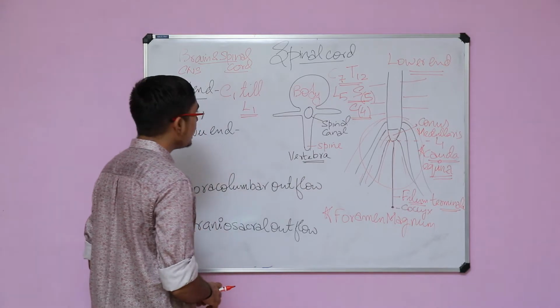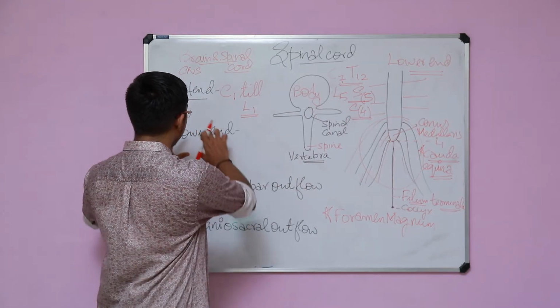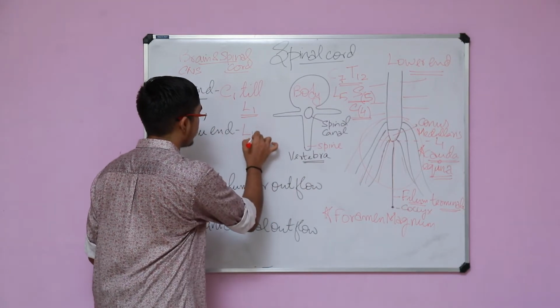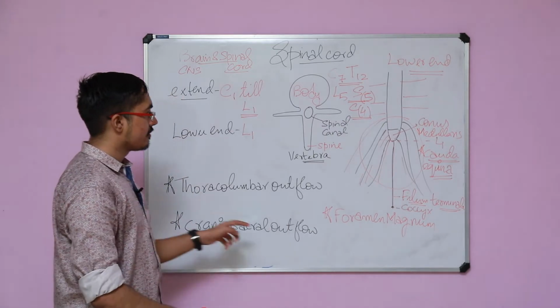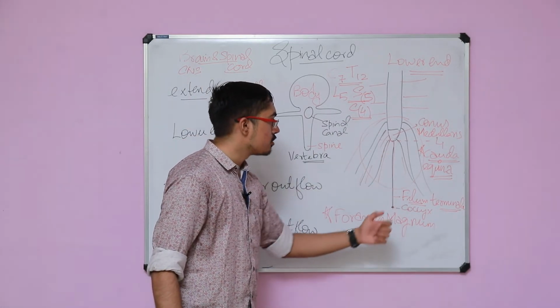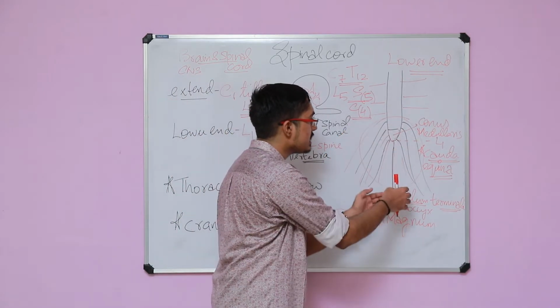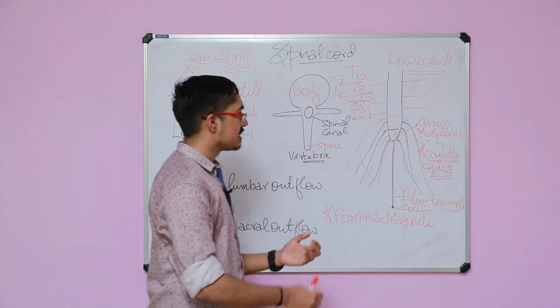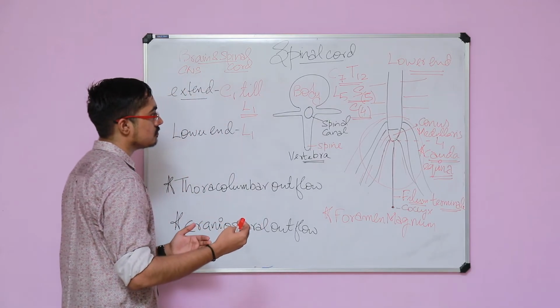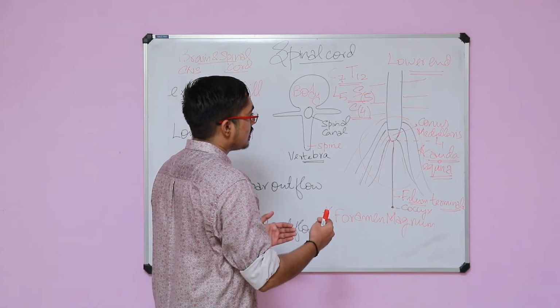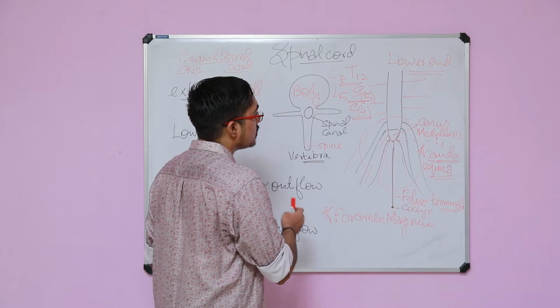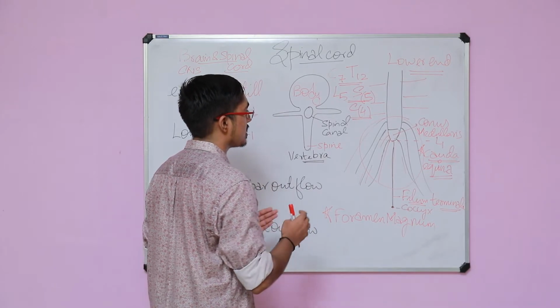So these are all the gross features, isn't it? What is the lower end? That is the L1 vertebra. After that, you will have a filum terminale which will extend till the coccyx, and all the other nerves which are coming out of the spinal cord will be coming out as a bunch. They are called cauda equina because it is considered very similar to the structure of a horse tail.